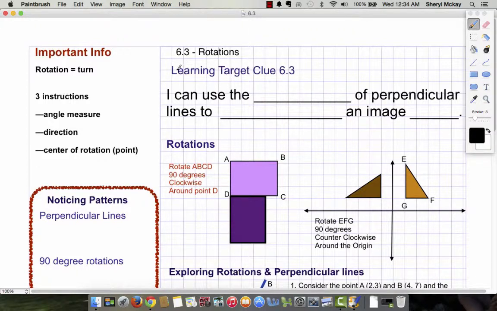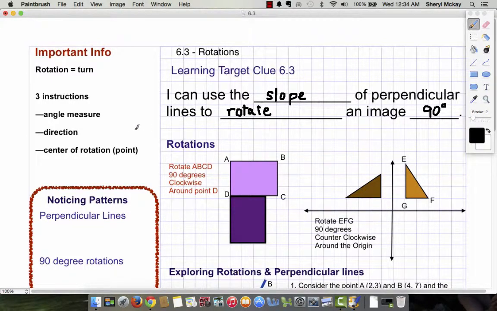So let's start by writing our learning target, clue 6.3. I can use the slope of perpendicular lines to rotate an image 90 degrees. All right, I can use the slope of perpendicular lines to rotate an image 90 degrees. Please make sure that you have written that down.